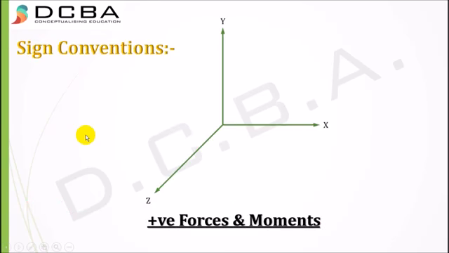Now, what are positive forces and moments? As you can see here, there is a Cartesian coordinate system having three axes x, y, and z, and all the forces acting along these axes are called positive forces. The z axis is coming towards you. So keep that in mind. Towards you is positive, away from you is negative. Y-axis going up is positive, x-axis going rightwards is positive.